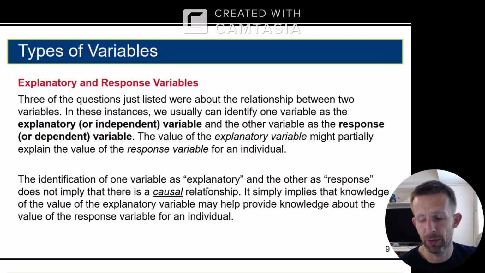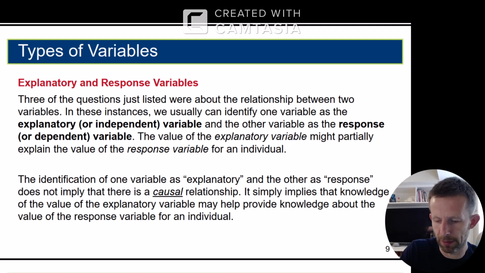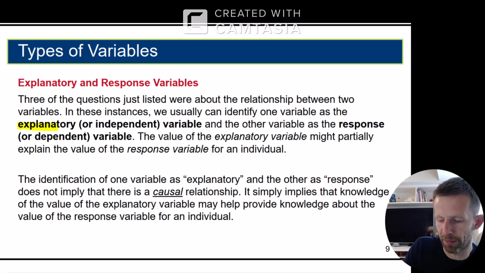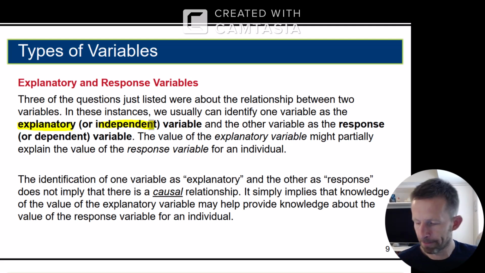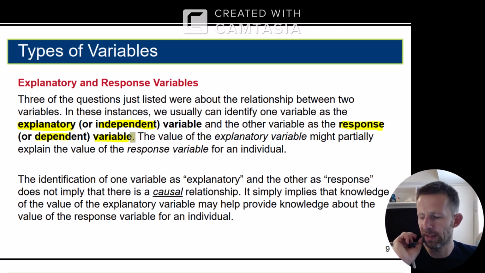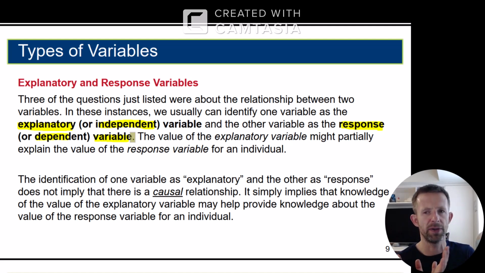We can also have explanatory and response variables. When we have a relationship between two variables, one of them is the explanatory or independent one, and one of them is a response or dependent one. So the value of the explanatory variable might partially explain the value of the response variable. So the idea is we're using one of the variables to try to predict or have some sort of inference on the other one, on the response variable.